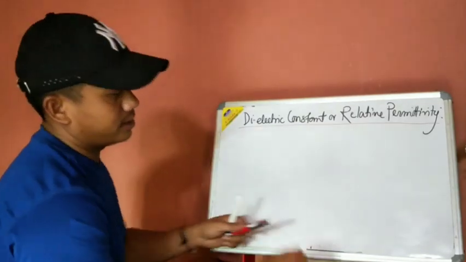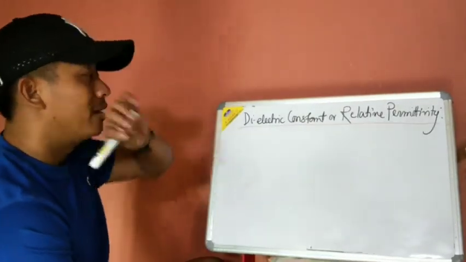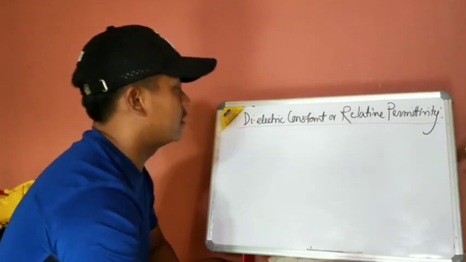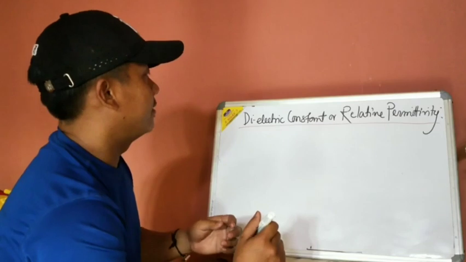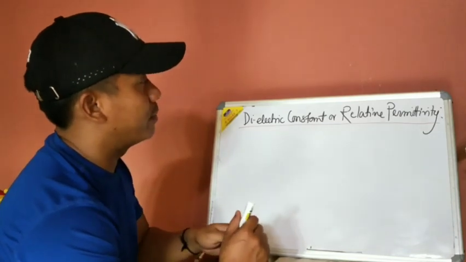It relates to a particular medium. Let us see how to define this dielectric constant or relative permittivity.